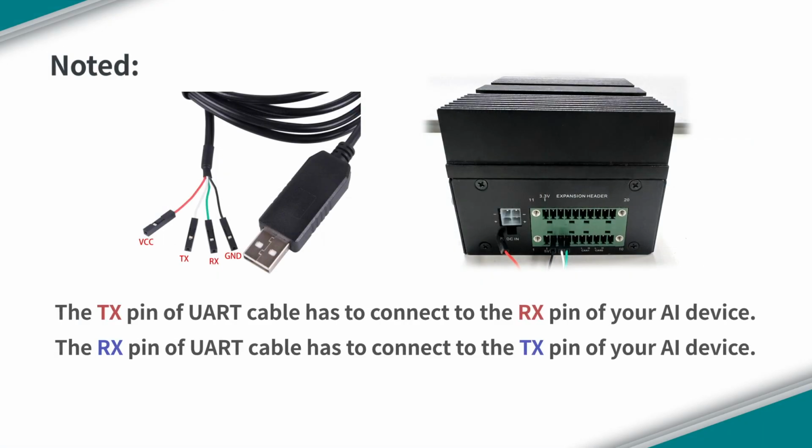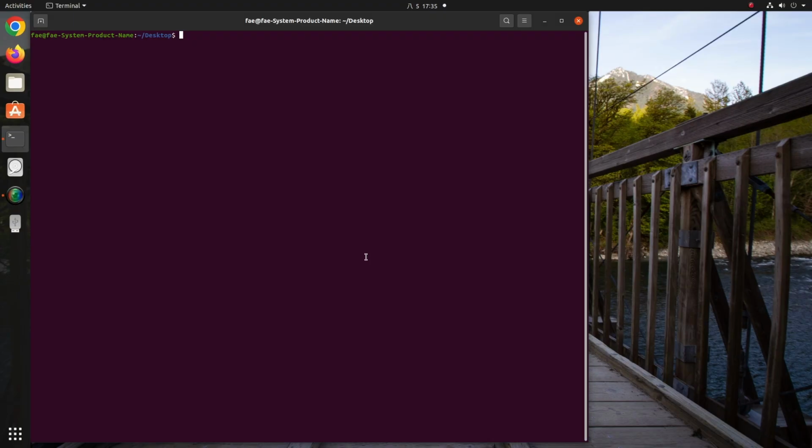Noted, the TX pin of UART cable has to connect to the RX pin of your AI device. The RX pin of UART cable has to connect to the TX pin of your AI device.